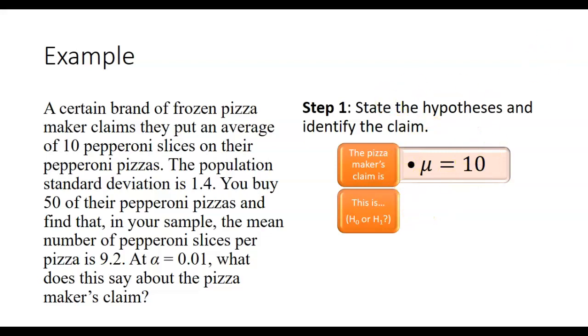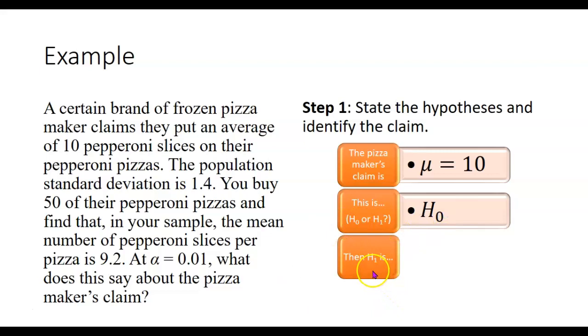Now, is that the null hypothesis or is that the alternative hypothesis? Keep in mind the null hypothesis is always going to have an equal sign in it, but the alternative hypothesis will not. Because this has an equal sign, this is the null hypothesis. Remember, H sub 0 is the symbol that stands for the null hypothesis.